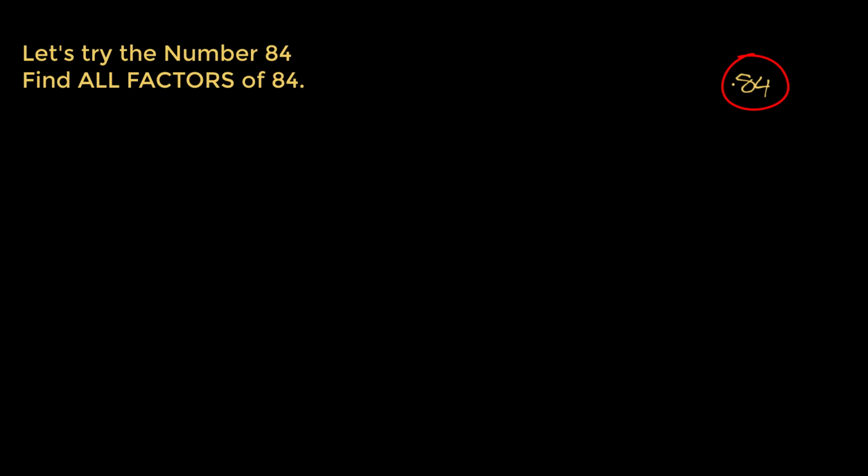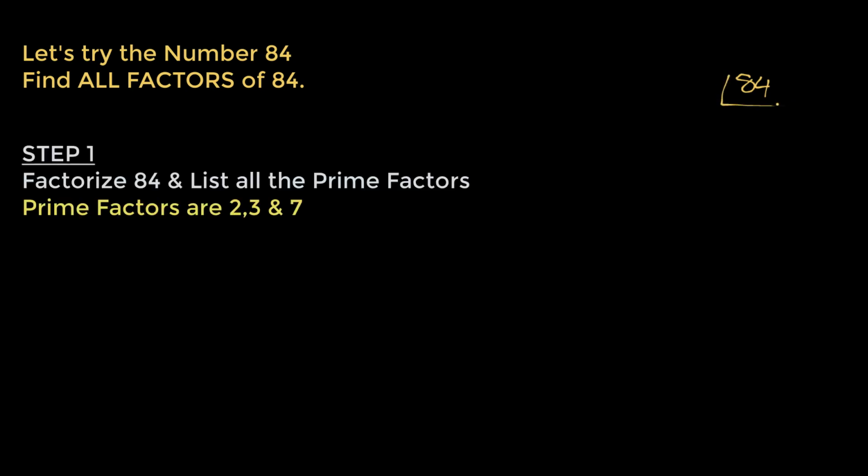Let's take a number, 84 for example, and we have to do step 1, which is nothing but simply factorizing it to get all the prime factors. So we have 2, 3 and 7.